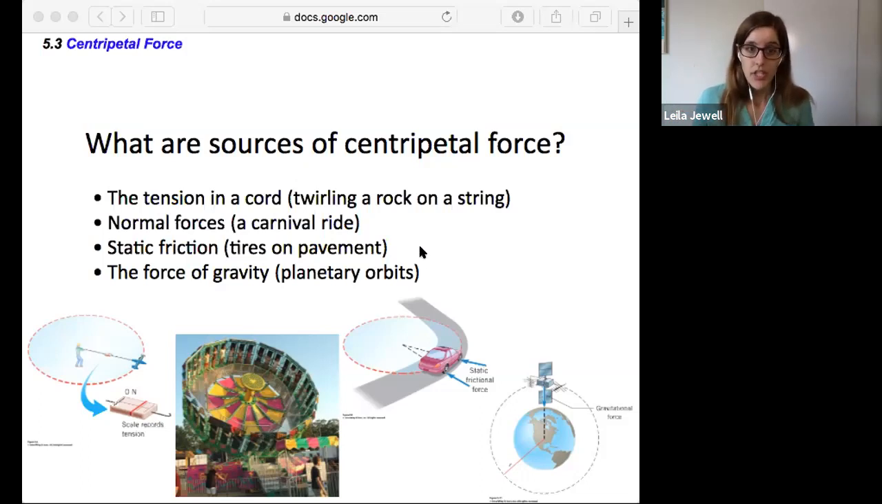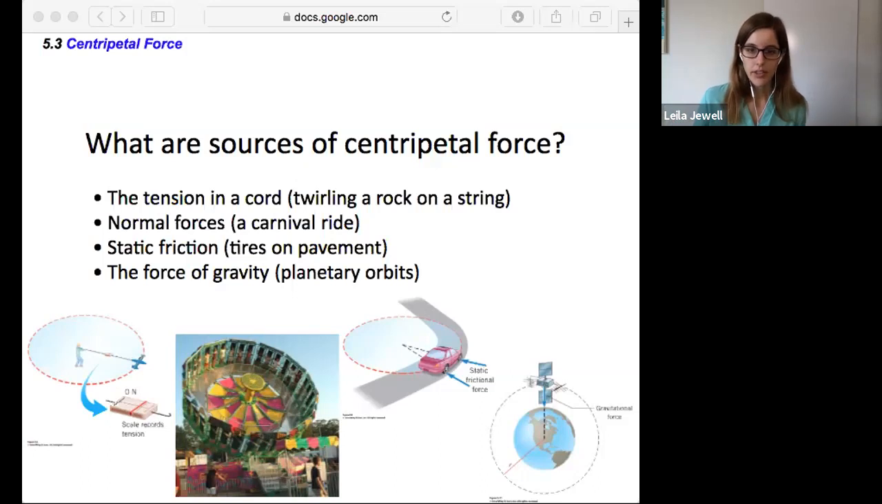Other examples, static friction. This describes why your car is able to turn. The tires on the pavement exert static friction on a turn. We'll look at an example of this in just a moment. And then even the force of gravity. If you start thinking about planetary orbits or like a satellite orbiting the Earth, that's also going to be circular motion. And so gravity can be a source of this centripetal force. So this highlights once again that the centripetal force isn't a specific force, it's a broad overarching category that different individual forces can fulfill the role of this net force that is a centripetal force.